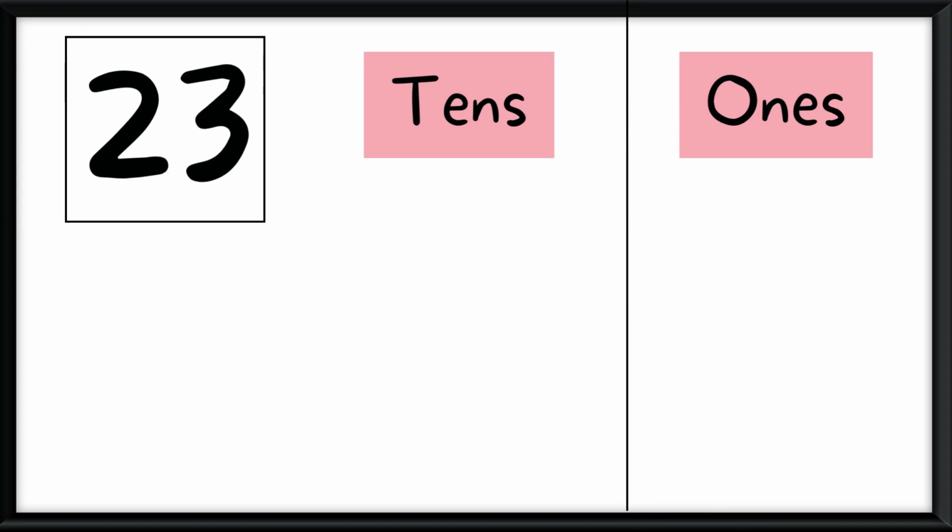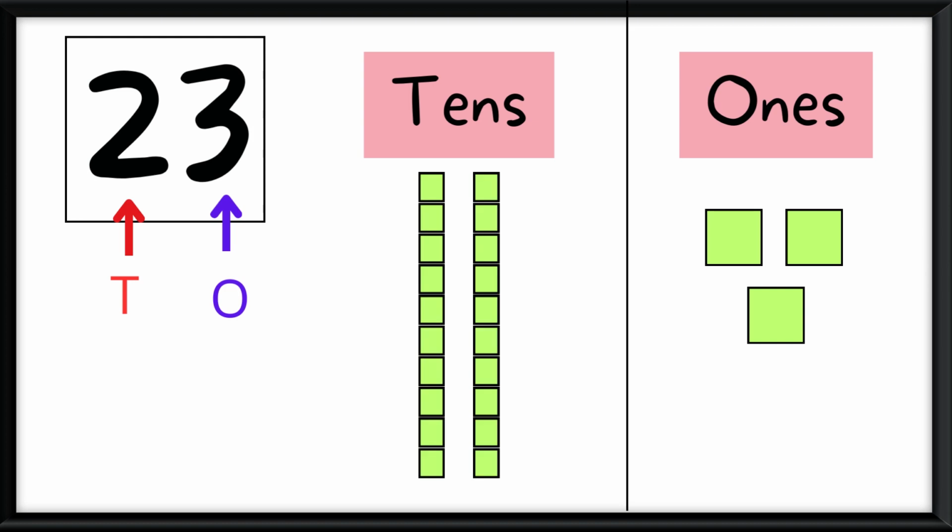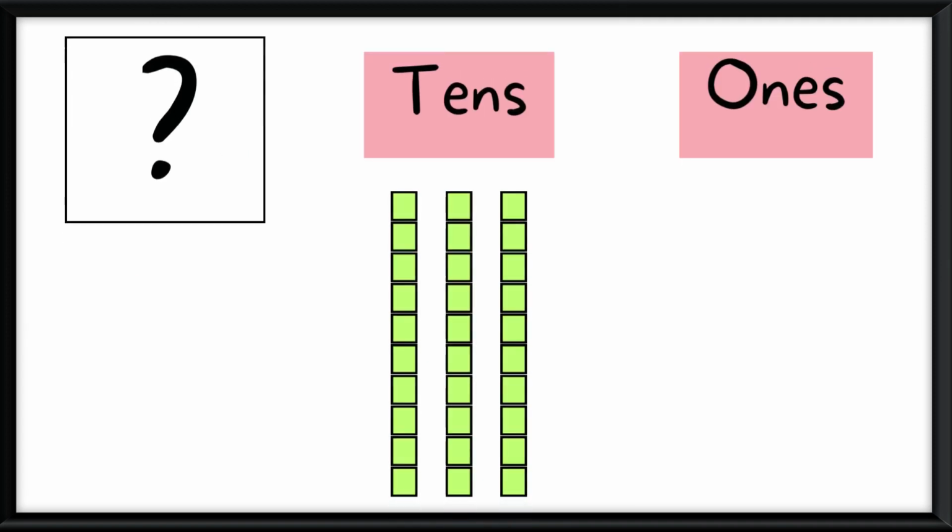3 in 23 is at the ones place, so we have 3 squares of ones, and 2 in 23 is at the tens place, so we have 2 long squares each containing 10 squares in the tens place.